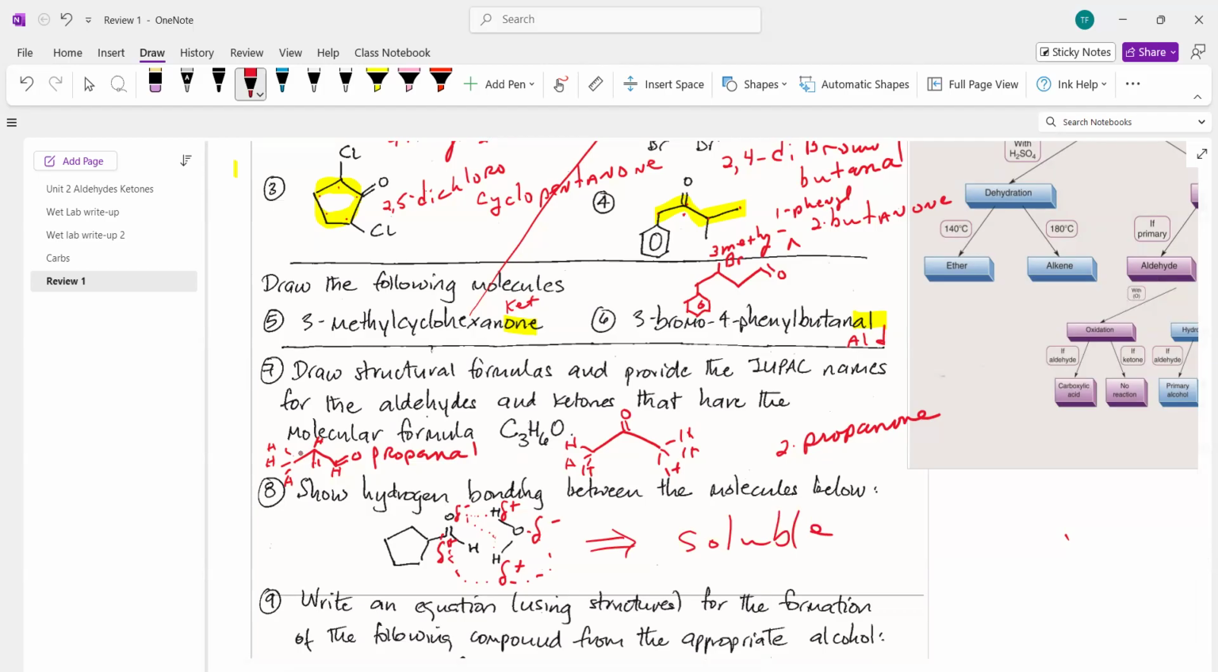How soluble? It would vary a lot from partial to full-blown solubility, depending on the size of this group here. If this gets very big, then it becomes insoluble. If it stays small, it's soluble then.